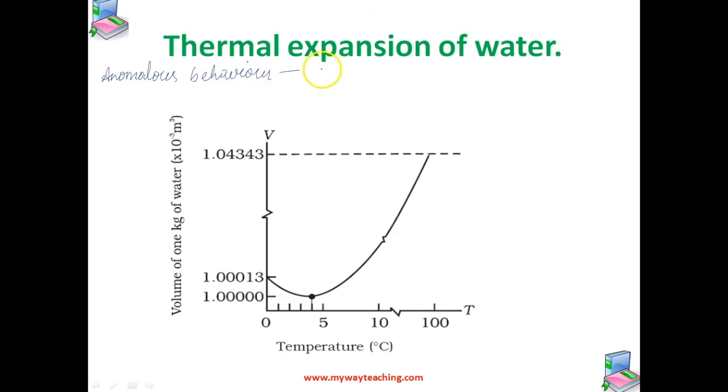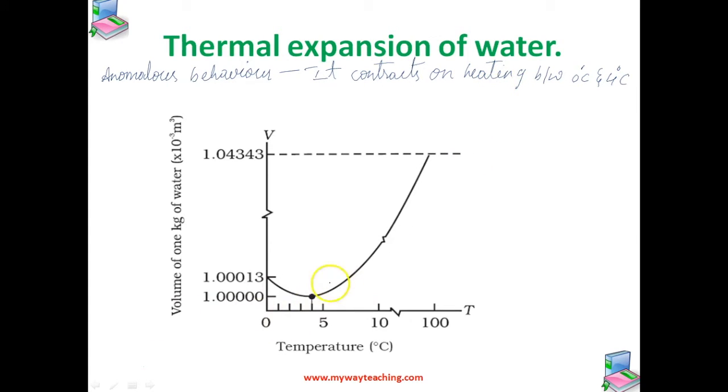Which means it contracts on heating between 0 degrees Celsius and 4 degrees Celsius. So if you heat that water between 0 degrees Celsius and 4 degrees Celsius, then it contracts. So it contracts on heating between 0 degrees Celsius and 4 degrees Celsius, and the volume of a given amount of water decreases as it is cooled from room temperature until its temperature reaches 4 degrees Celsius.